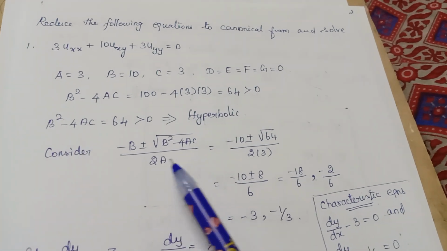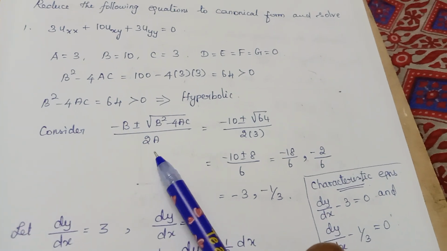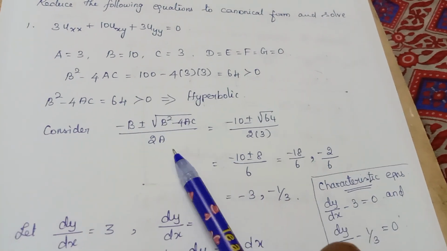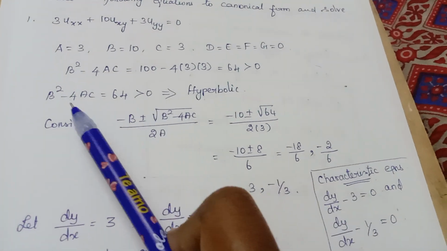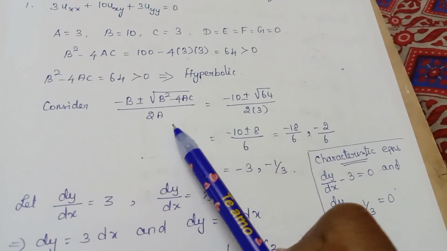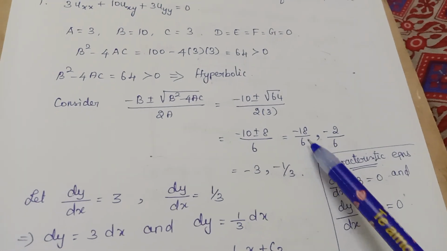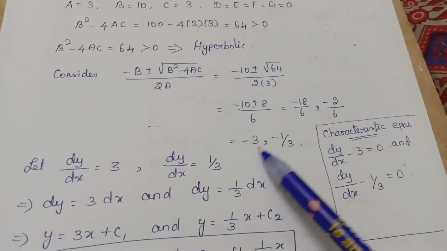What is the roots of the equation? It is given by the formula minus b plus or minus root of b square minus 4ac, quadratic equation. For quadratic equation, this will give you the roots, no? So here, since the discriminant is positive, you will get two real and distinct roots. So first you find out the roots. The roots are minus 18 by 6 and minus 2 by 6, that is minus 3 and minus 1 by 3.